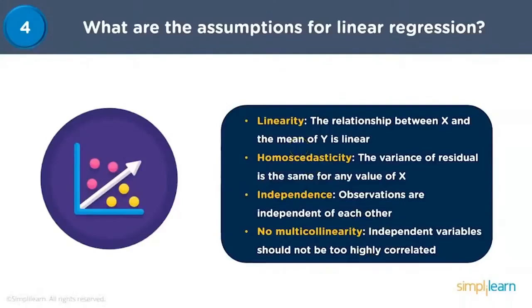Linear regression needs the relationship between the independent and the dependent variables to be linear. It is also crucial to check for outliers since linear regression is sensitive to outlier effects.